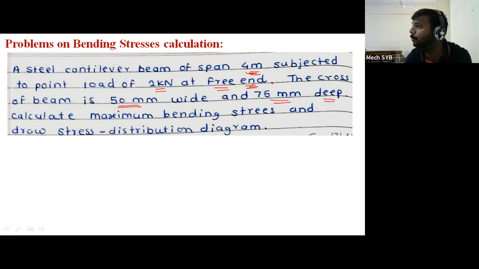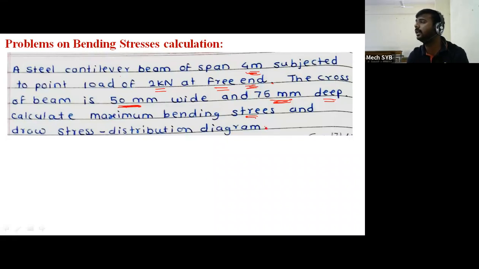50 mm wide and 75 mm deep means whether that beam is having the rectangular section or square section or circular section. Rectangular section. Why? Because B and D are not same. जर ते दोन्ही सेम असले असते तर स्क्वेअर झाला असता आणि या ठिकाणी जर डायमीटर दिला असता तर तो सर्क्युलर झाला असता. But wide means width is given 50 mm and deep means depth or height, it is given 75 mm. Calculate maximum bending stress and draw the stress distribution diagram.